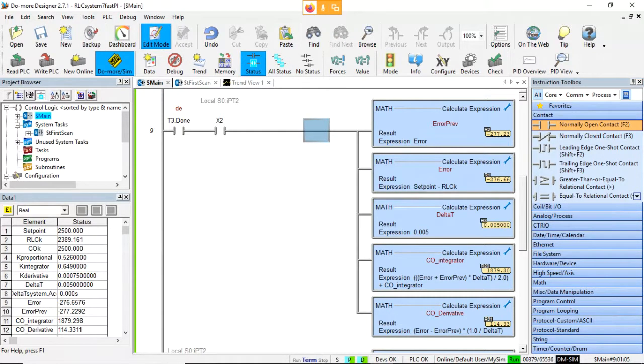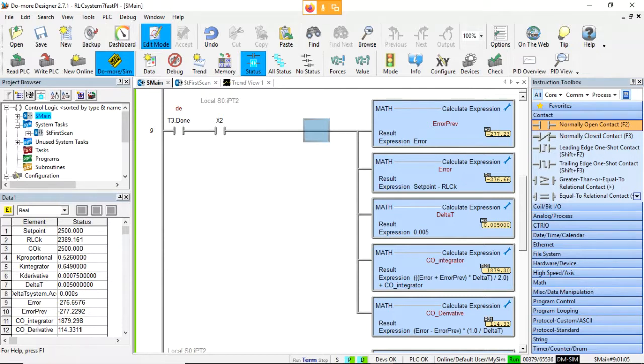And then we calculate the integration. The integration is the trapezoid, where we have the error plus the previous error times the delta T divided by 2, plus the previous calculation, because remember, we're integrating here. So we continue adding and adding. So the error will grow and grow.